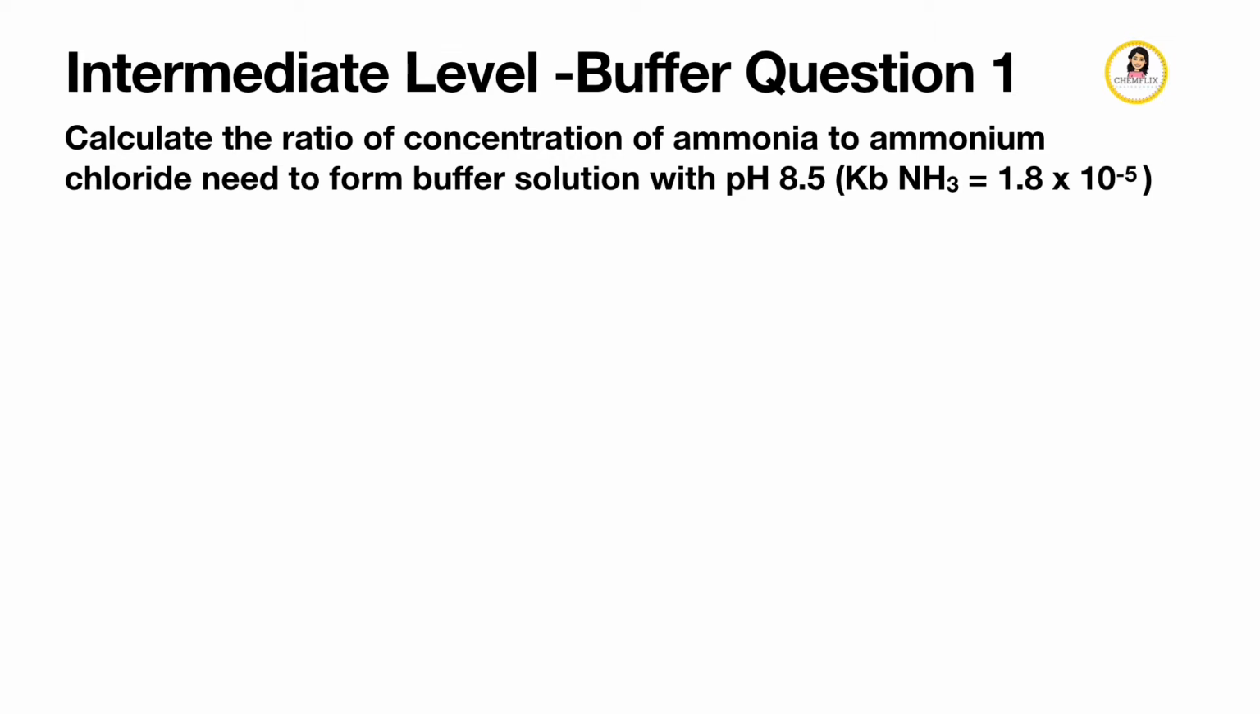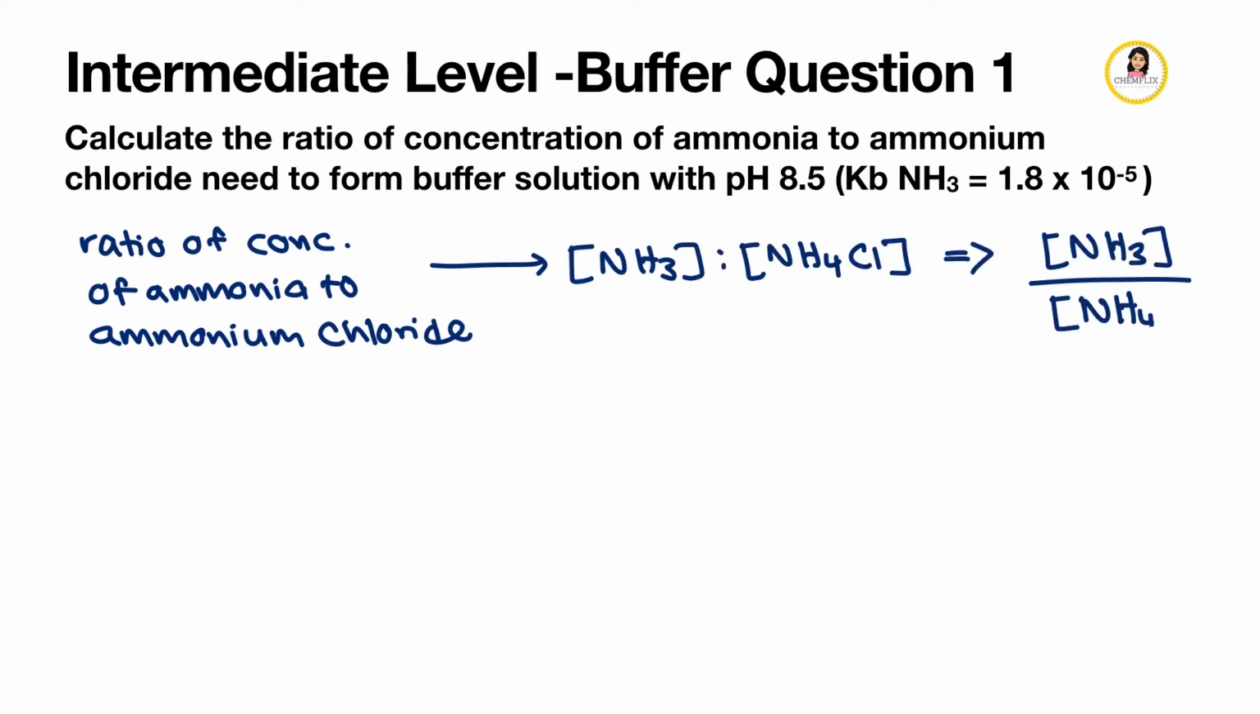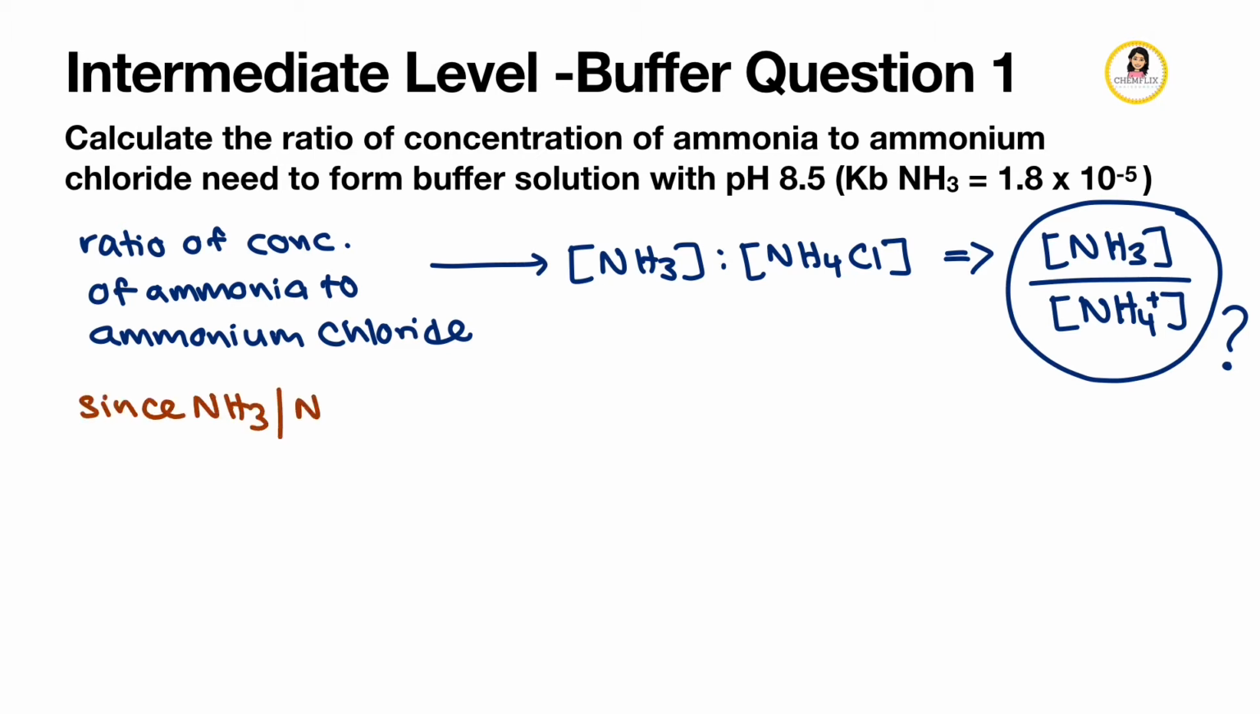This question requires you to calculate the ratio of concentration of ammonia to ammonium chloride needed to form a buffer solution with pH 8.5. The ratio of concentration of ammonia to ammonium chloride can be translated as such, and mathematically this means concentration of ammonia divided by concentration of ammonium ion. The division of a base concentration with conjugate acid concentration is found in the Henderson-Hasselbalch equation.